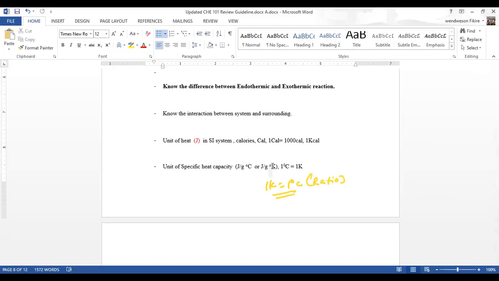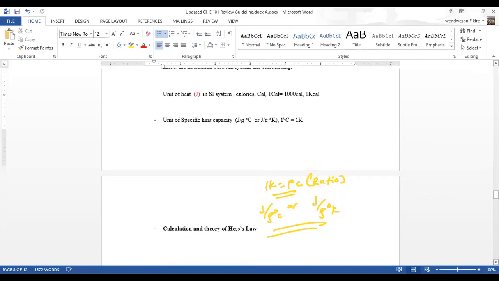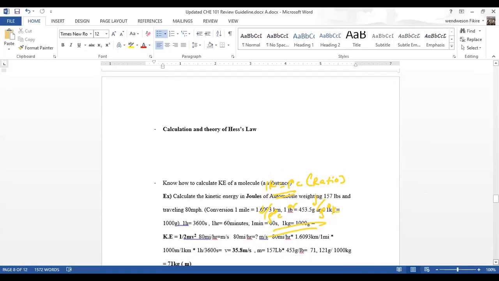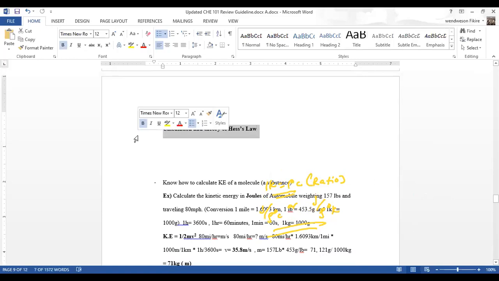So they use either joules per gram degree centigrade or joules per gram Kelvin. It's a ratio, so it doesn't make any difference here. In case you see a question like this, don't get confused. 1 degree centigrade equals 1 Kelvin. Take it that way here. We take the proportion value. Okay, we're not going to discuss Hess's law. I'm going to remove that.